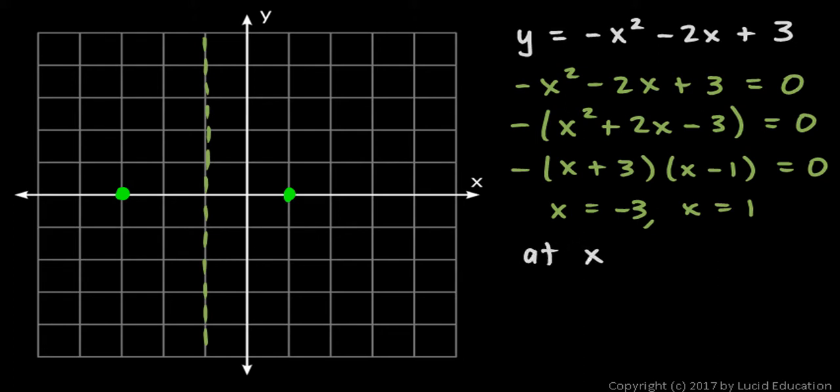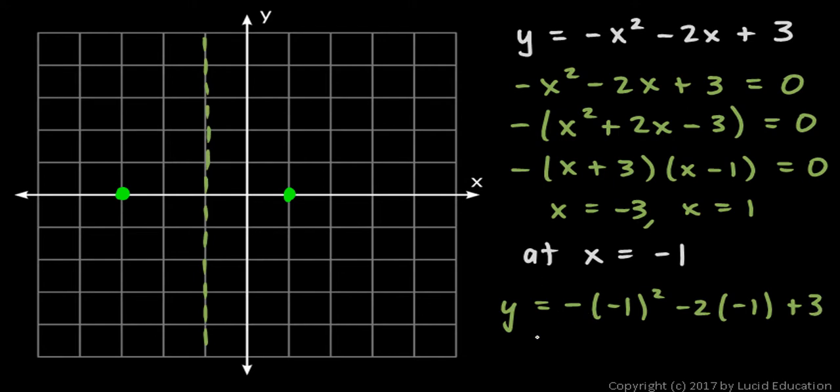So let's think about what's going on at x equals negative 1. So let's find the y value at x equals negative 1. So go back to the original equation here and put in negative 1 for x. And just be careful with the negative signs. So let's just rewrite this. Let's write y equals negative, and then x is negative 1, so that's negative 1 squared minus 2 times negative 1 plus 3.